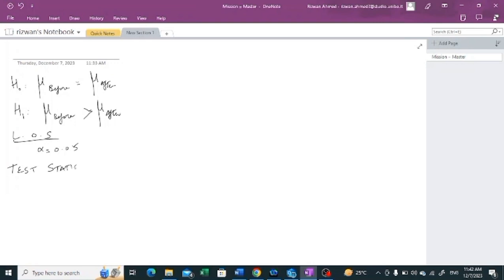Test statistic for the paired t-test is t equals d bar, where d bar represents the mean value of paired differences. So we need to consider the two observations, one before and another after, taken from the same individual or subject. We need to consider it as a pair. The formula is t equals d bar minus mu d, divided by SD divided by root n.